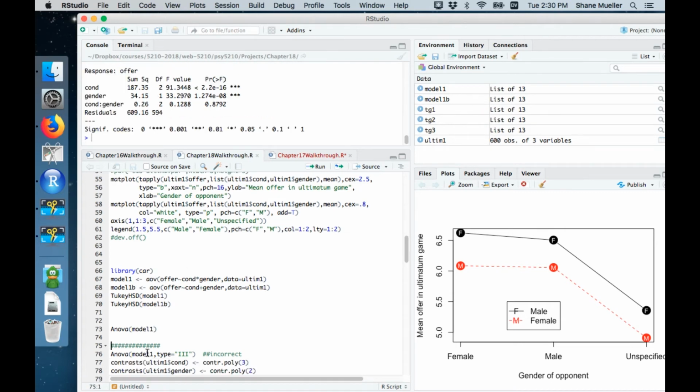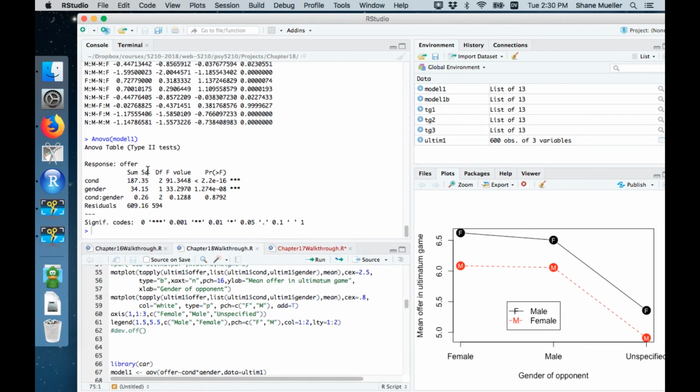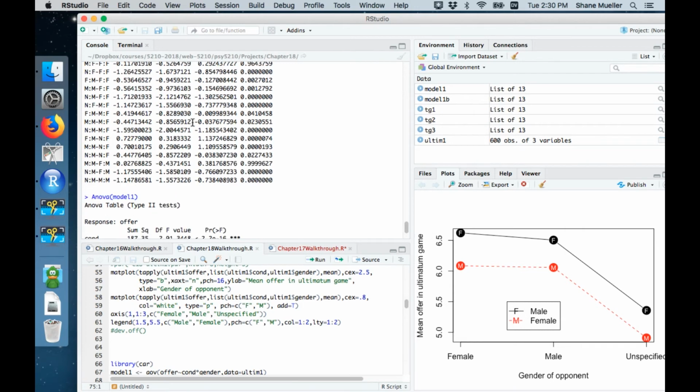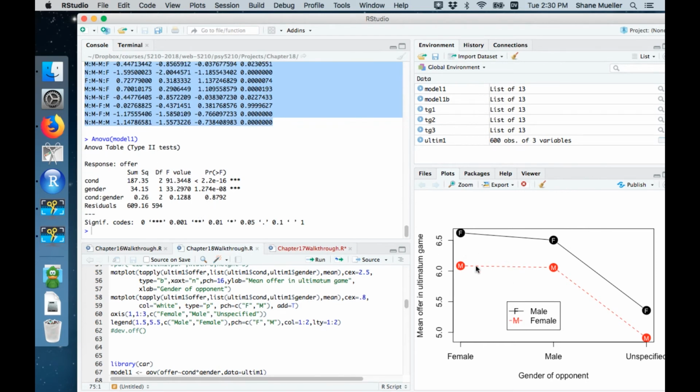But maybe we want to look at this in terms of the type 2 ANOVA, so we use the car library, the capital Anova. And here we see condition and gender are both significant, and the overall interaction is not significant. So that tells me a lot more than looking at all of these pairwise differences between possible pairings, because it says, you know what, this and this and this are all the same size. And I don't have to worry about all of the other pairings.